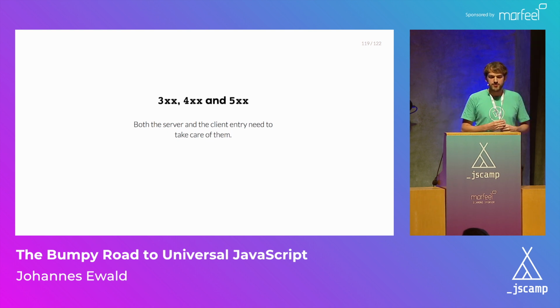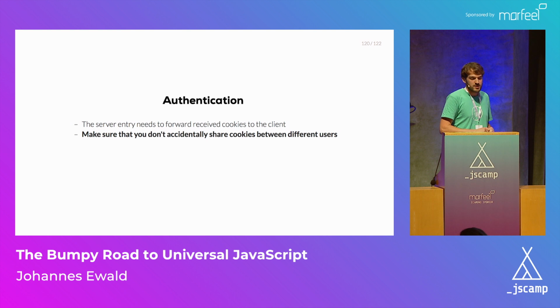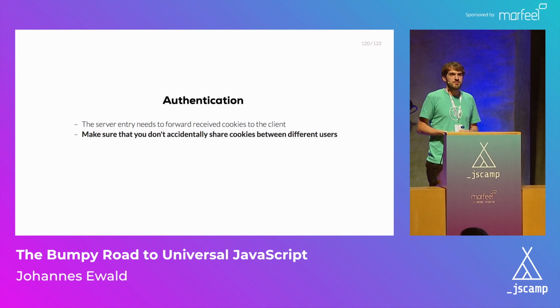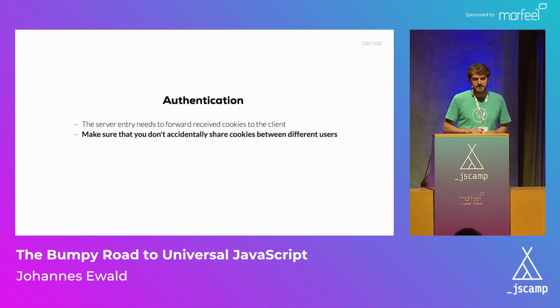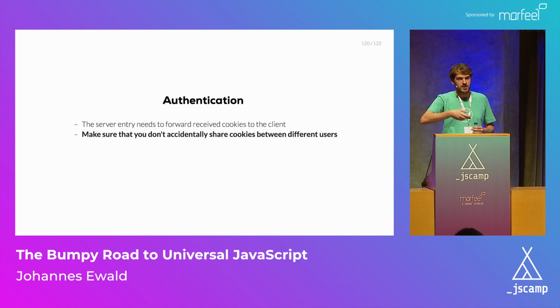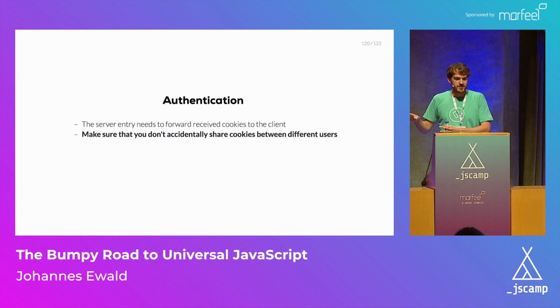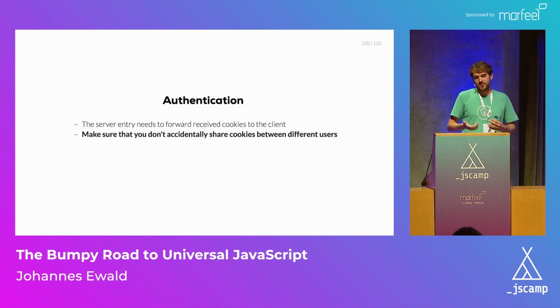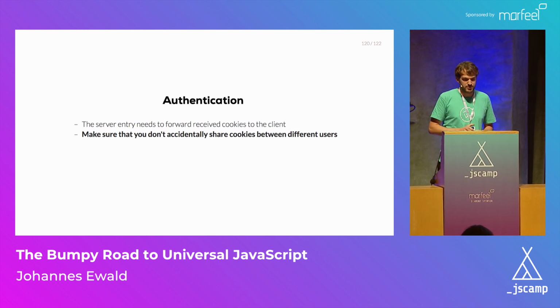You also need to take care of 300, 400, and 500 status codes, both on the server and the client. You need to think about the authentication, because usually with an authentication, you do a request against your own API, and then the API returns a cookie, but now the cookie is on the server, because on the initial render, we are on the server. So you need to make sure that the cookie is forwarded to the client. And of course, you need to make sure that cookies are not shared between different users. So there's a potential problem here.